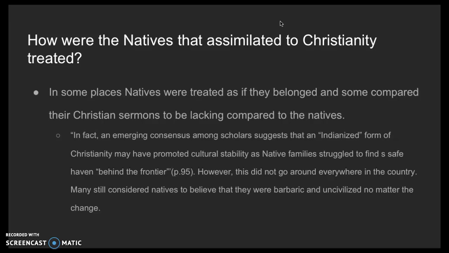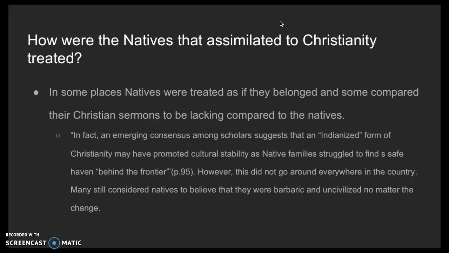Okay, how were the natives that assimilated to Christianity treated? There were some natives that assimilated well to the Christian religion, and some people were fine with that. In some places, natives were treated as if they belonged, and some compared their Christian sermons to Latin compared to the natives. Now the natives had their own sermons, and they were saying that those sermons had a lot more richness in them.